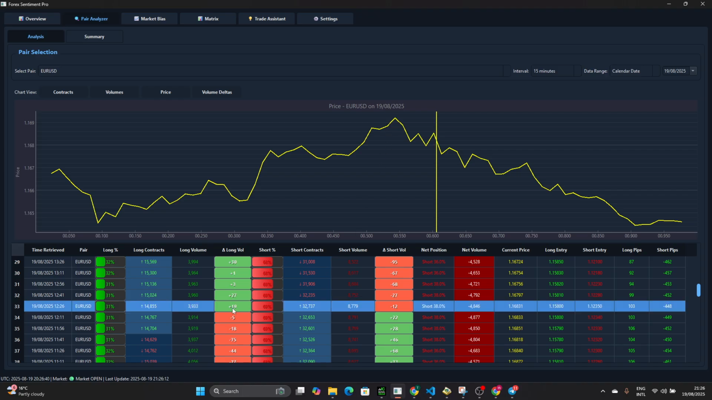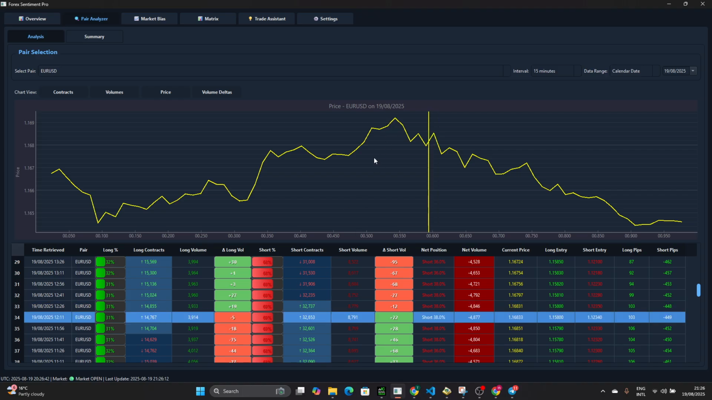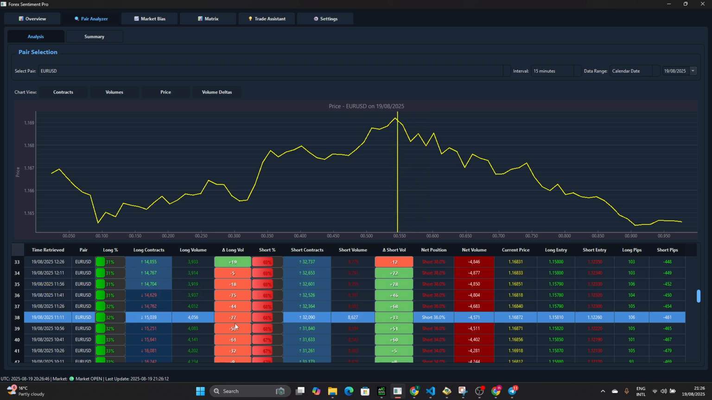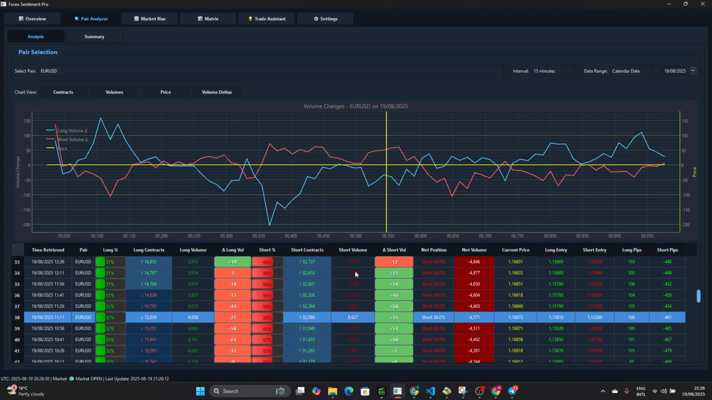Let's look at this example where price was at the highest of the day. That's where the price is at the high of the day. Let's look at the volume change on a chart. If you still don't know how to read this, which is very obvious.